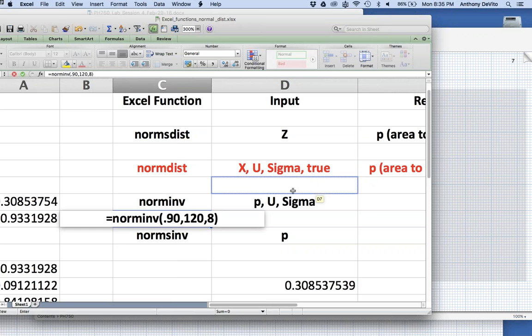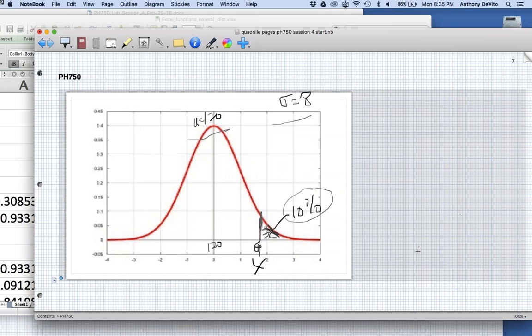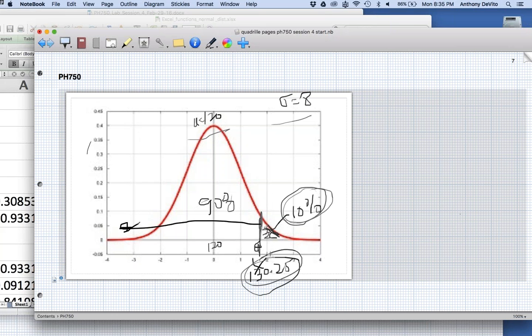Am I doing this right? Everybody agree with me here? Okay, so what is the value for x? It's 130.25. So we know that x has to be 130.25 in order for the area below it to be equal to 90%. So if you're in the top 10%, you have a blood pressure of 130.25 or higher.